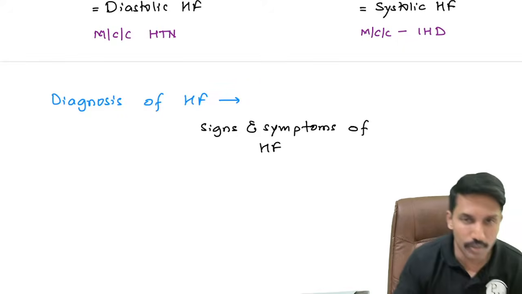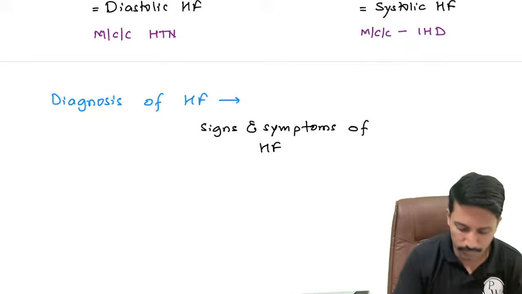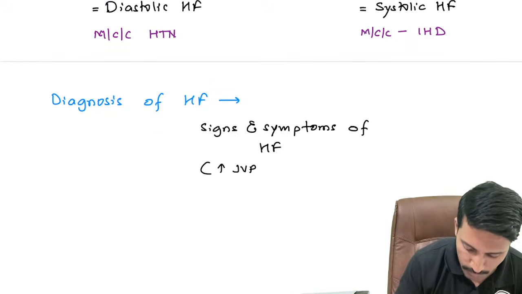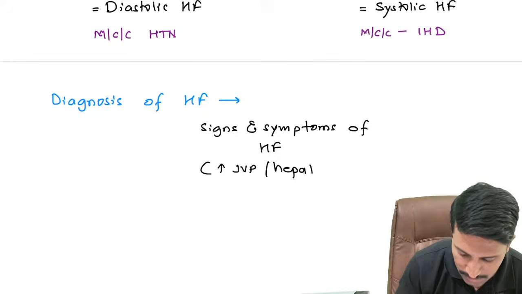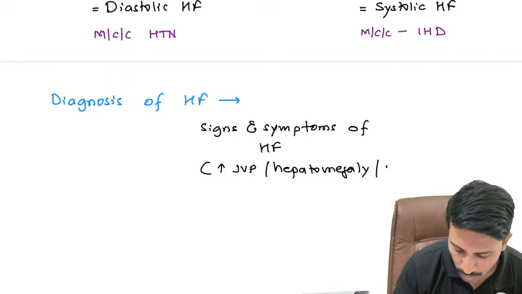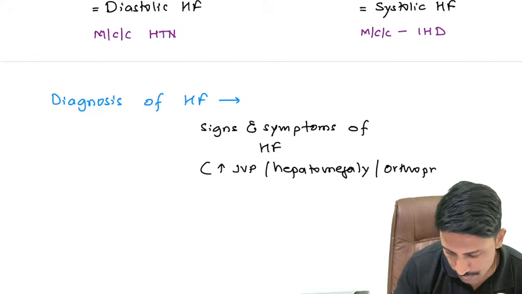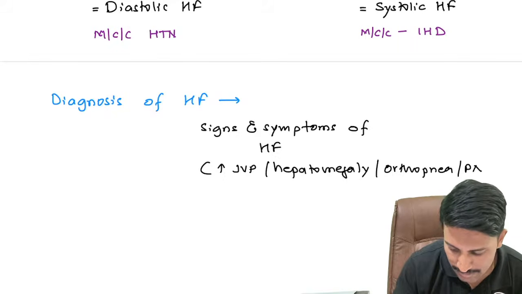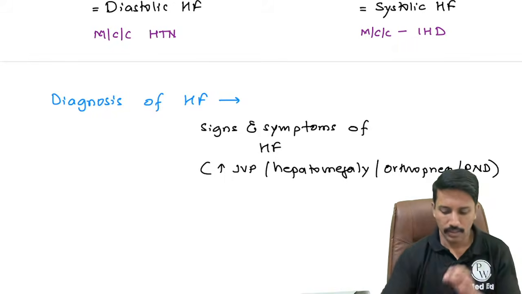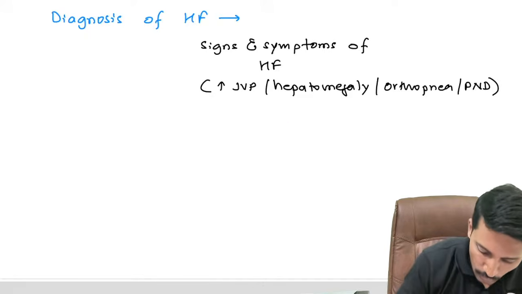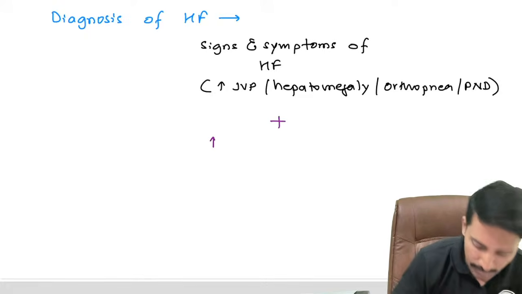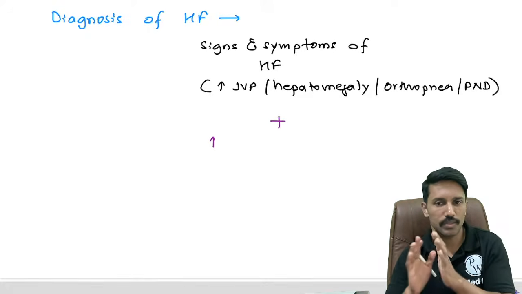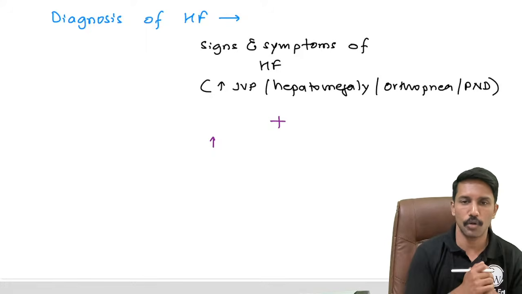So what are we talking about? If it is the right heart, raised JVP, hepatomegaly, ascites. And if it is the left heart, orthopnea, PND, dyspnea, right? These are the signs and symptoms of heart failure. If they are present, along with elevated biomarkers, then you can diagnose it as heart failure. Now, what is the biomarker I'm talking about?